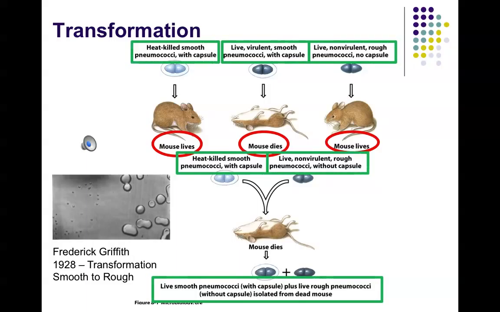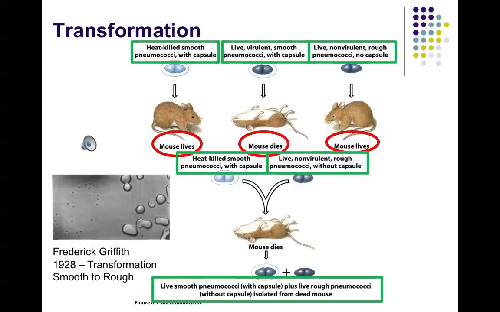If you used living smooth Streptococcus pneumoniae, he wound up with lots of dead and sick mice. If he used living rough Streptococcus pneumoniae, he also wound up with lots of live, healthy mice. So definitely the capsule seemed to be involved, but there had to be something else. You had to have some other factor inside that living, smooth Streptococcus pneumoniae.